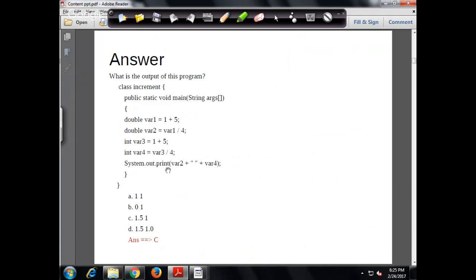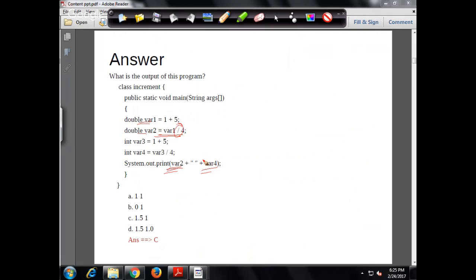So over here we are printing variable 2, and variable 4. So now let's see what is variable 2 and variable 4. Variable 2 is variable 1 by 4. Now variable 1 is actually a double variable. So basically over here we are dividing a double by an integer, which is 4. Double divided by an integer will give a double answer. So when we divide variable 1, which is 5 plus 1, 6, by 4, the answer will be 1.5. So variable 2 will print 1.5.